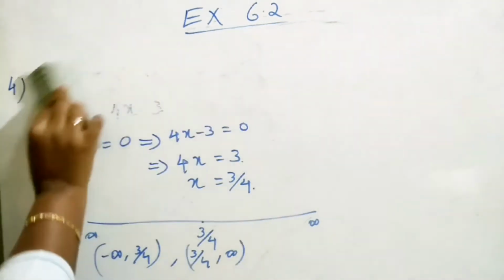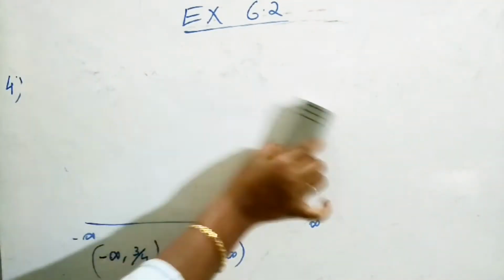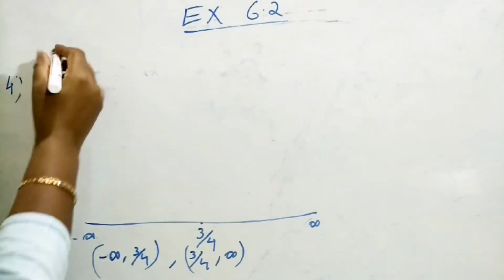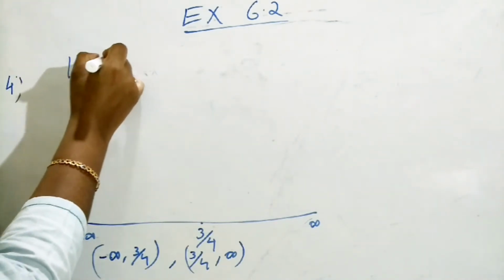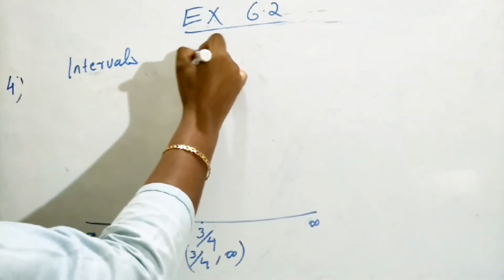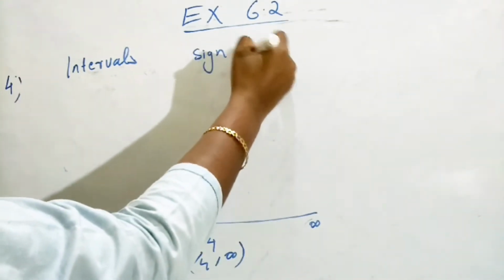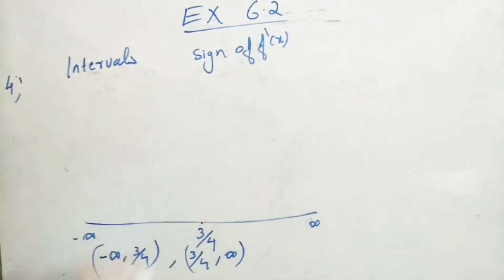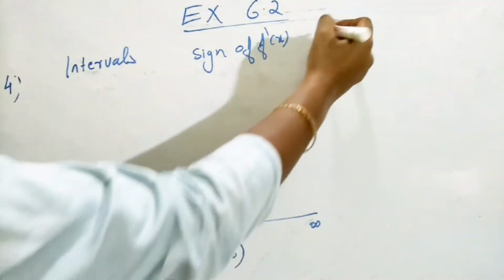Now consider one table. The first column is intervals, the second column is the sign of f dash of x, and the third column is the nature of f of x.